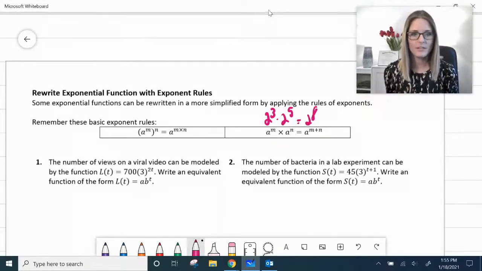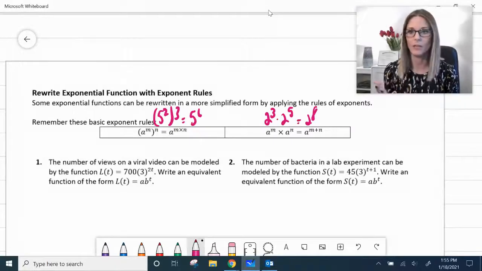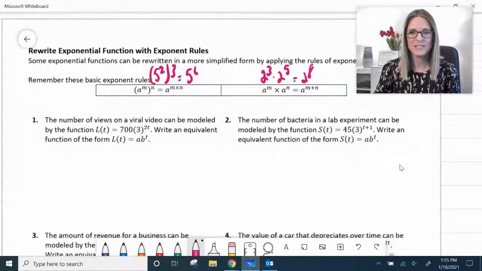Let me throw another example over here. Maybe if this was 5 squared cubed, you would multiply and get 5 to the sixth. And of course, the same would work if the base was an exponent or if the base was a variable. All right, so let's look at these examples so I can give you a little more substance what we're working with. Let me scoot this up.